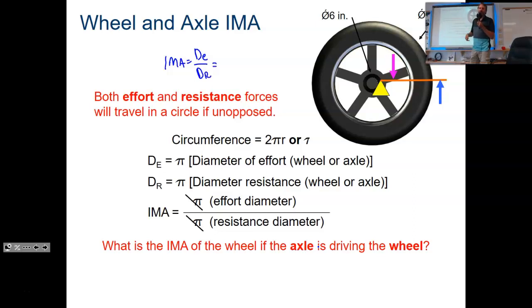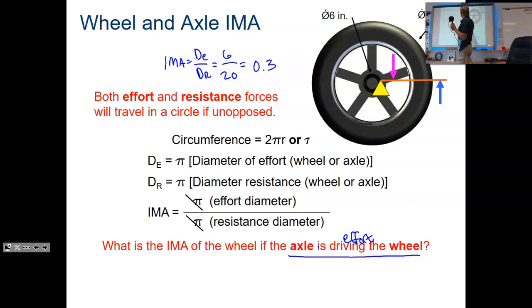We're exerting our efforts on the axle. So if the axle is driving the wheel, that's our effort. So we're going to put the axle in for the distance. So it's going to be 6. The resistance is going to be 20. And 6 divided by 20 is the same thing as 3 divided by 10. So ideal mechanical advantage would be 0.3.